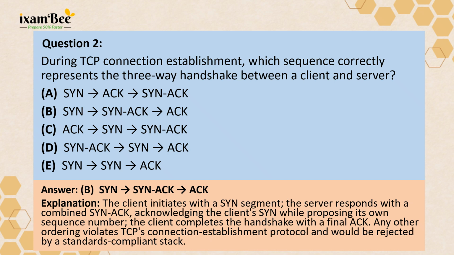The client always initiates, sending a SYN segment to say, I'd like to open a connection. The server then responds with a single combined segment, SYN and ACK. It's acknowledging the client's SYN while simultaneously proposing its own sequence number. Finally, the client sends back a plain ACK confirming the server's sequence number, and the connection is now fully established on both sides. So the correct order is option B.